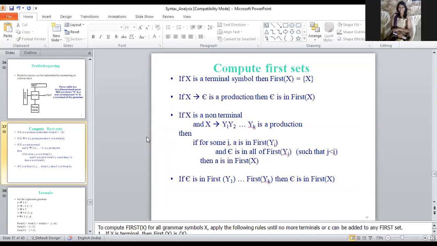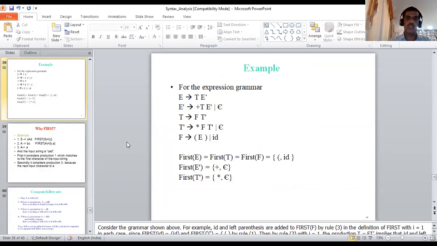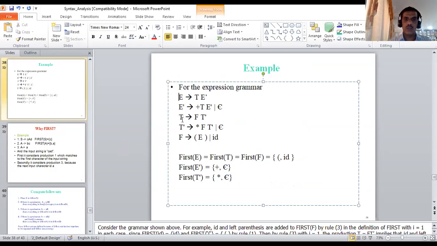Please understand, I'll take an example so that you will understand properly. Now I'll show you an example here. I am supposed to find first of E, first of T, first of F. Please understand, I'm looking at the first of the non-terminal symbols which are on the left-hand side, not on the right-hand side: first of E, first of T, first of E dash, first of T dash, first of F.